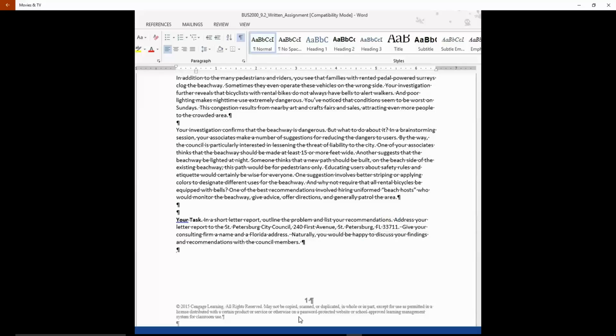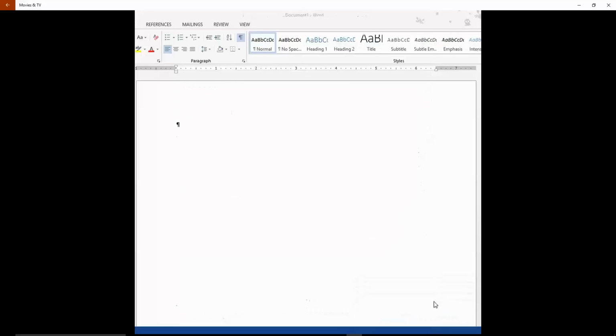Okay, so if you're wondering what kind of letter this needs to be, they tell you right here that it's a letter report. It also tells you to outline the problem and list your recommendations. One area that may help you is on page 441, where it says justification or recommendation reports. There are two strategies, direct and indirect. My thinking, and you can have your own thoughts, is that this is more of a direct strategy. But you need to give your consulting firm a name. We went through that.